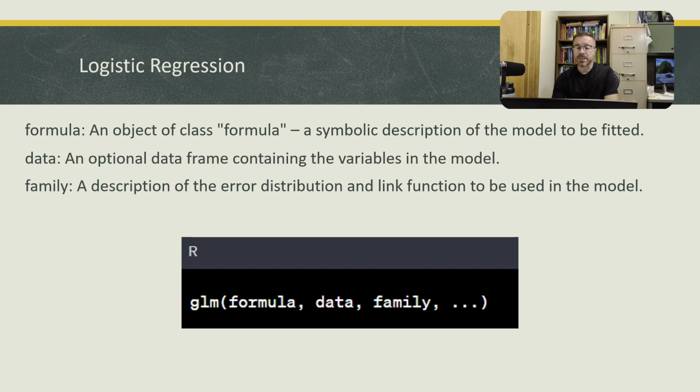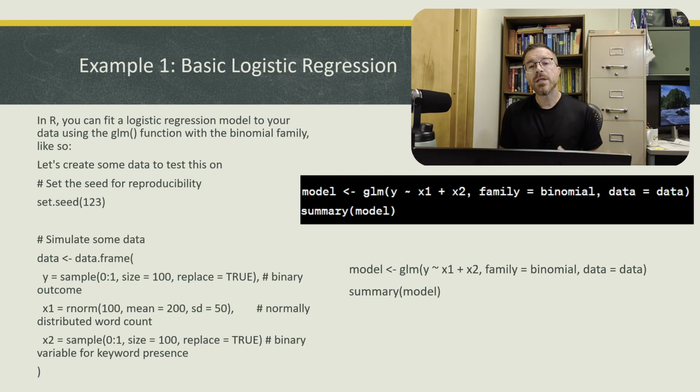The data, this is optional data frame containing the variables of the model. It's optional because, as you've seen before, you can use the money sign. You can actually refer to where the data is coming from and skip that data phase if you want. And then the family is going to be a description of the error distribution and link function to be used in the model. If you want to learn more about link functions, I do highly suggest you dive deeper into categorical data analysis. So now let's do an example.